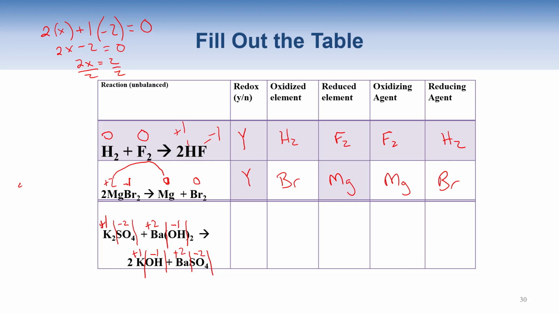So now we're going to determine if any of these have changed oxidation number. Potassium went from +1 to +1. Sulfate, -2 to -2. Barium, +2 to +2. Hydroxide, -1 to -1. This is not a redox reaction, so none of these apply.